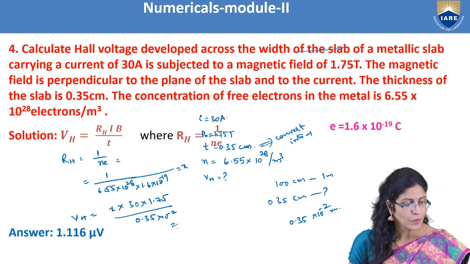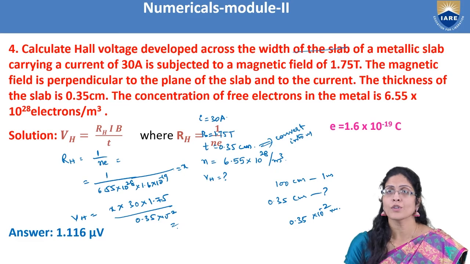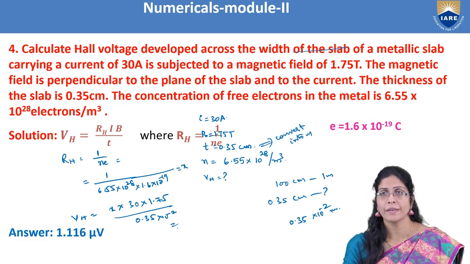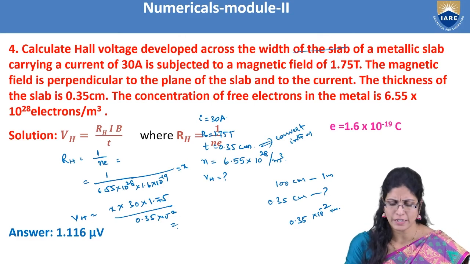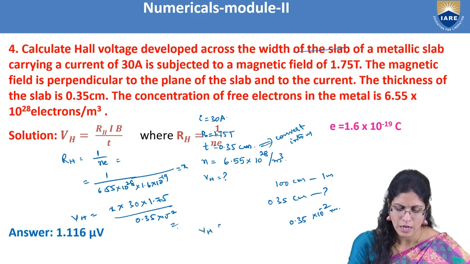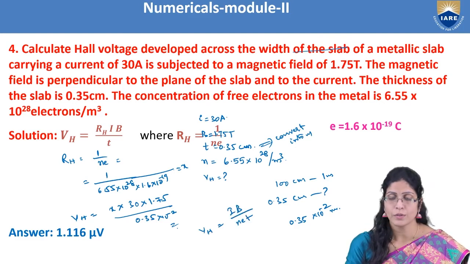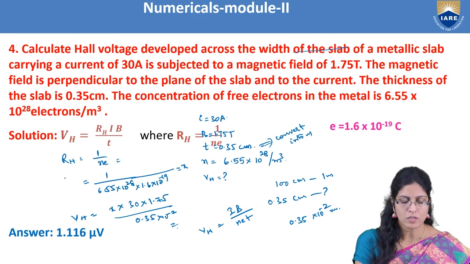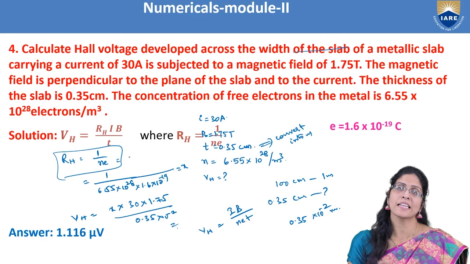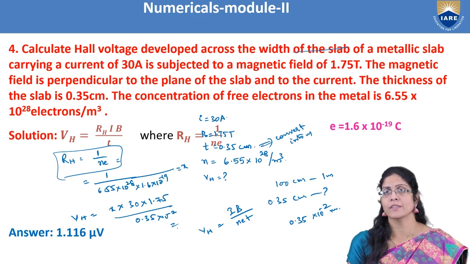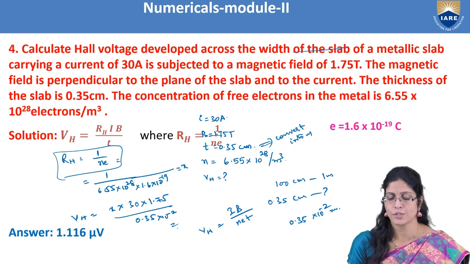Okay, so this is what you need to do. If you want, you can comment in the comment box with the RH value separately, or else you can substitute directly as VH is equal to IB by NET. You can even write it like this, substitute everything, and you will get the final answer. I have given this because I want you to understand the relationship between RH and NE, because in the coming problems you can correlate why I told this to you.